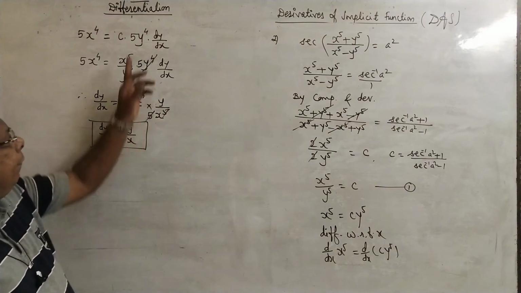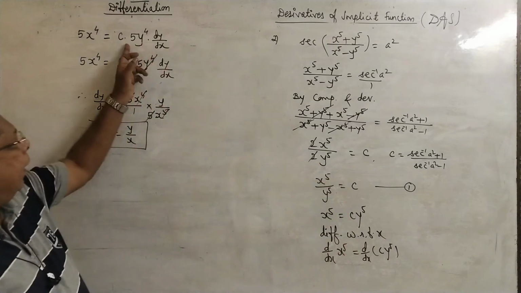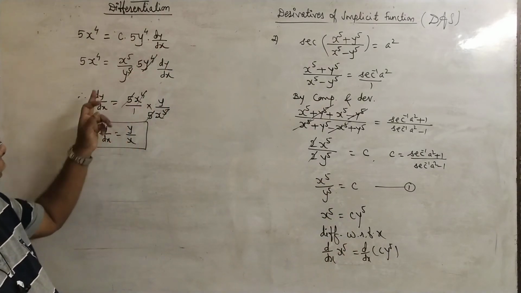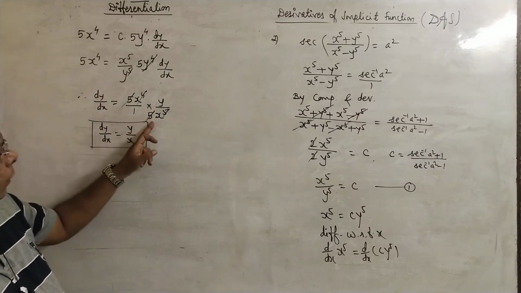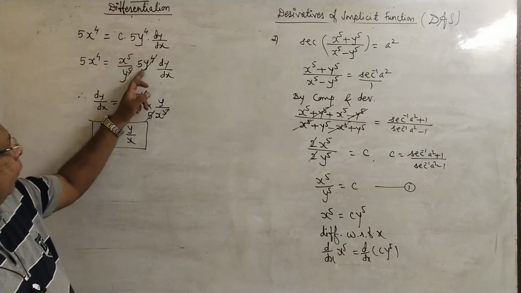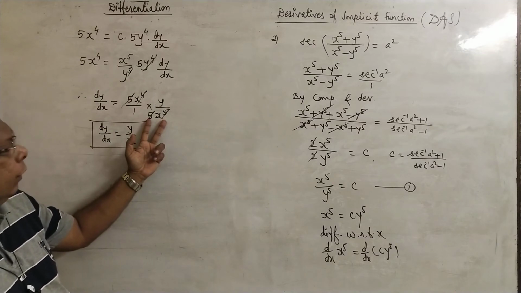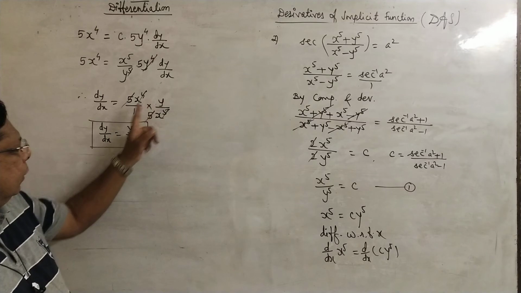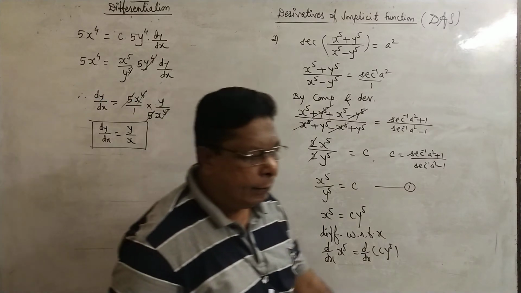Now see here, the derivative of y raised to 5 is 5y raised to 4. Carry 5 in the numerator, so this 5 goes in the denominator. So there is 5x raised to 5 in the denominator. x raised to 4 gets cancelled, 1x is remaining. So it is y upon x.